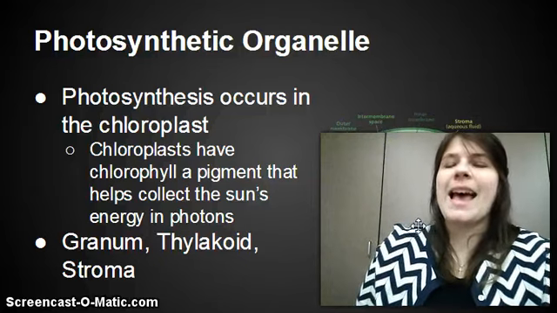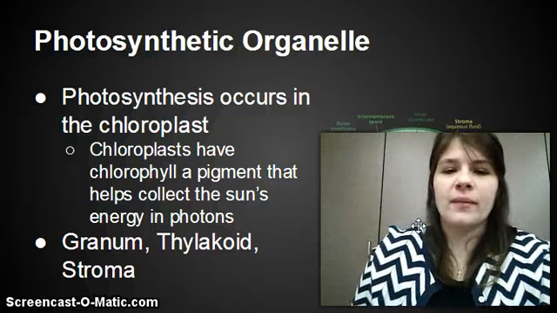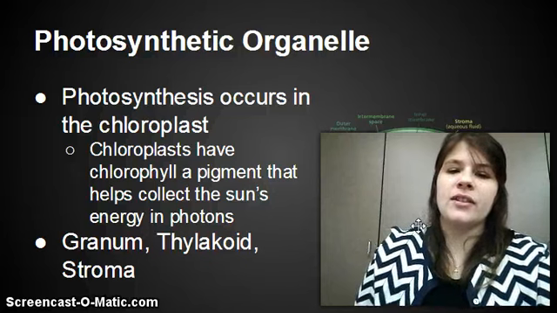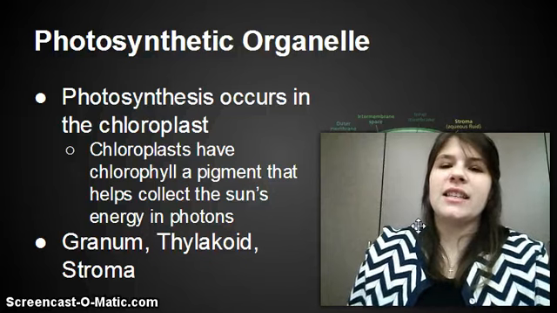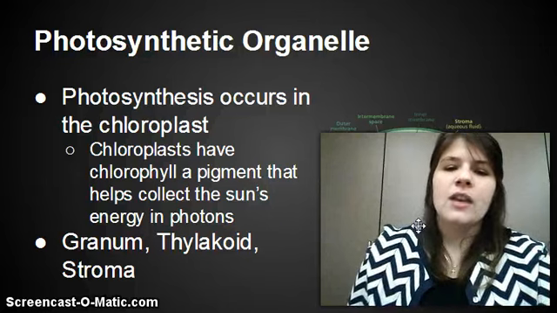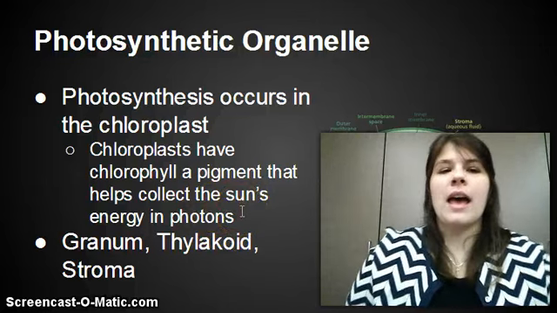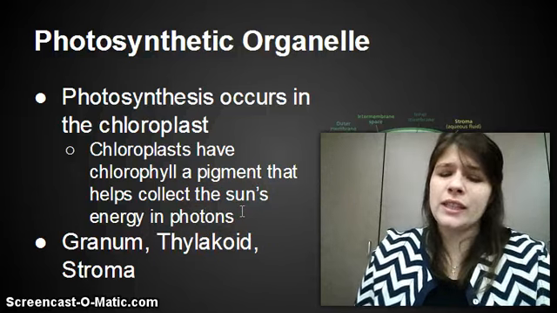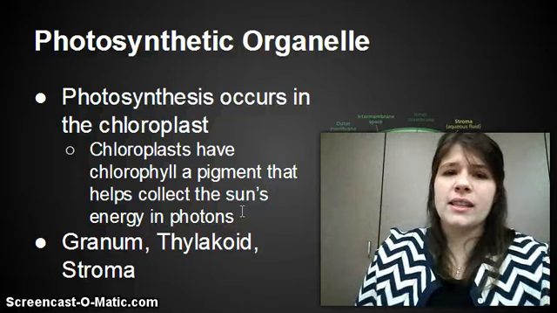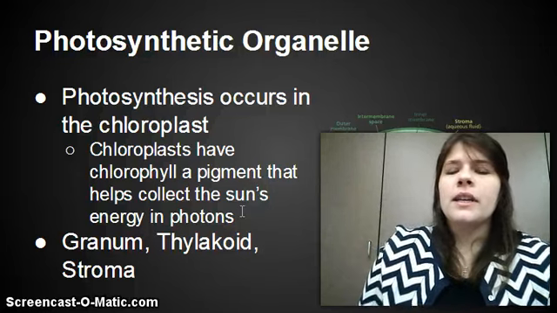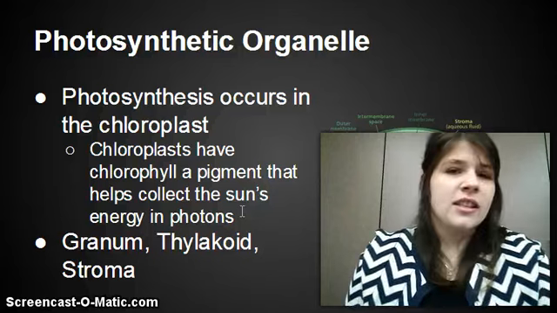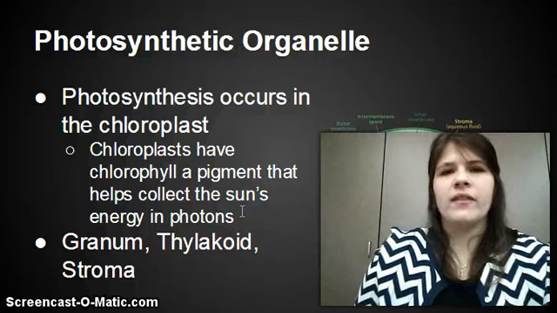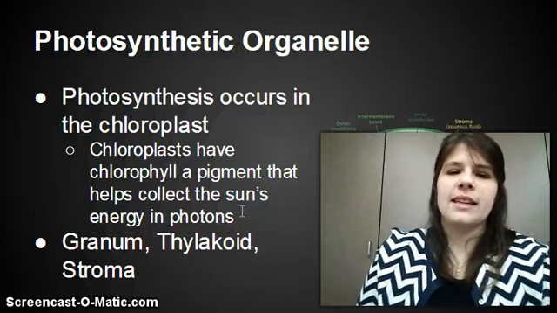So the chloroplasts have the pigment chlorophyll. This is what directly helps us collect the sun's energy. And that sun's energy is in the form of a photon. So this funny word right here, that is how we collect the sun's energy, and that is a unit of light. Now we're also going to need to collect other things for photosynthesis to occur, like water. Where are we going to get that water? If it is a vascular plant, the roots would be correct. Now non-vascular plants are a little different, but we're going to focus on vascular plants for this presentation.